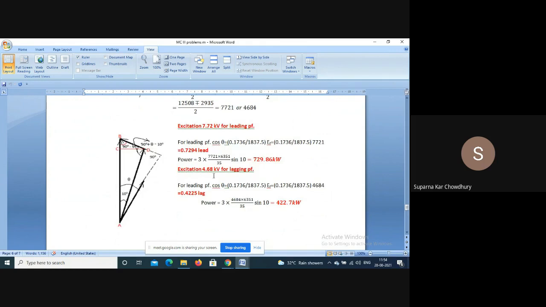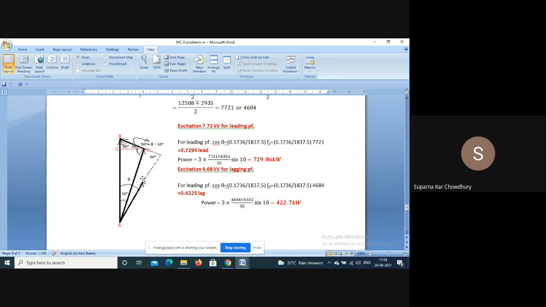And for the lagging power factor, excitation is 4.68 kV. So the power factor will be 0.4225 lag, and the power will be 3 into 4684 into 6341 by 35 sine 10. So this is 422.7 kilowatt.